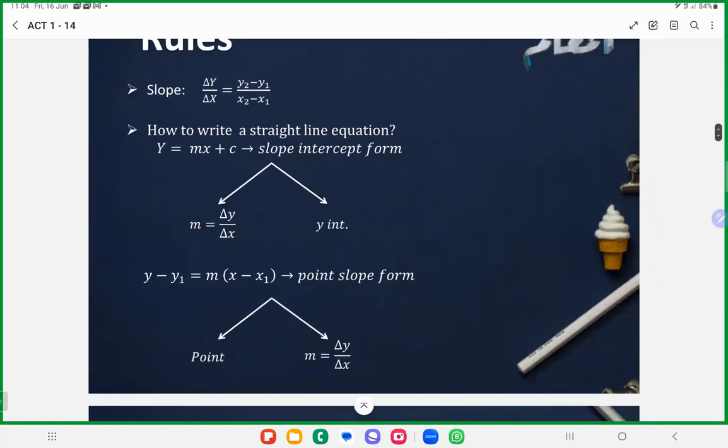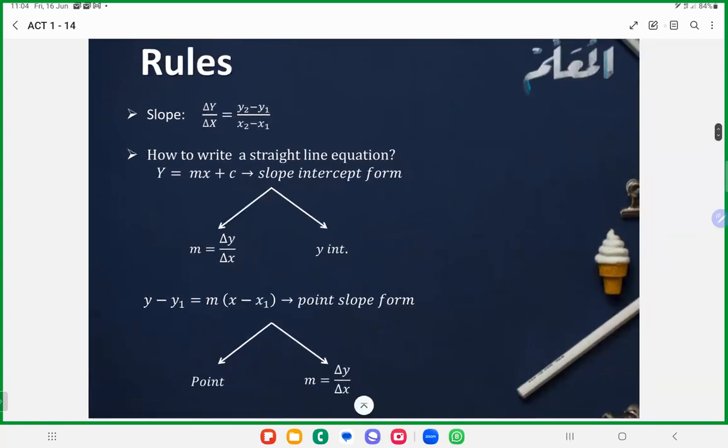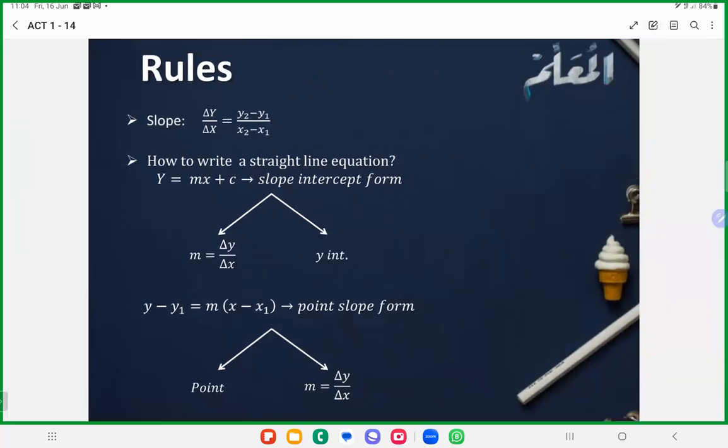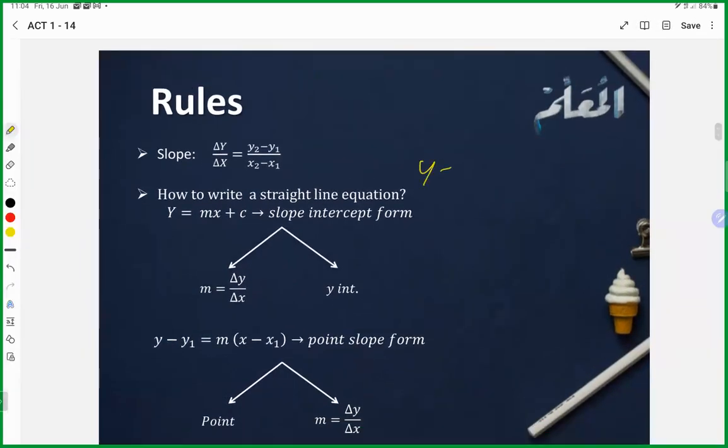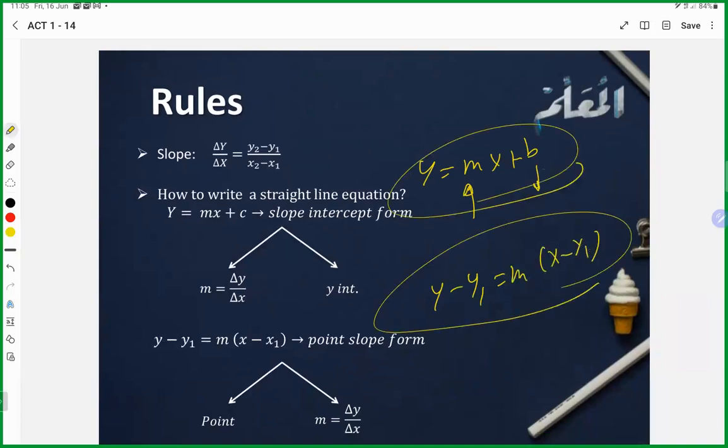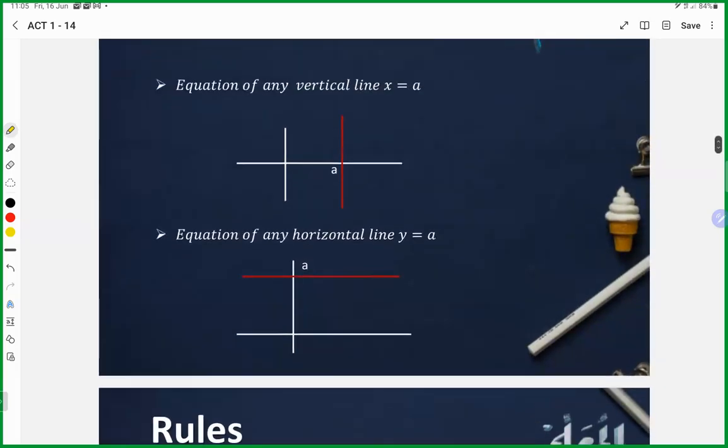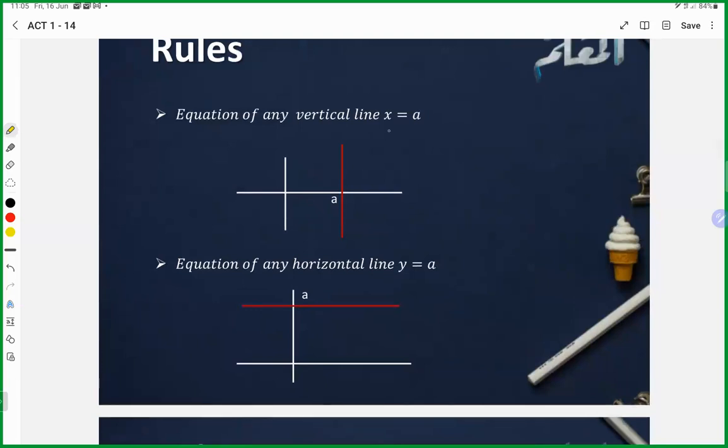How to write a straight line equation? We have 2 forms. y equals mx plus b, which needs the slope and y-intercept, and y minus y1 equals the gradient times x minus x1. Remember that. To solve a question involving a straight line equation, you put the points into the equation, get the slope first, and then get the y-intercept.